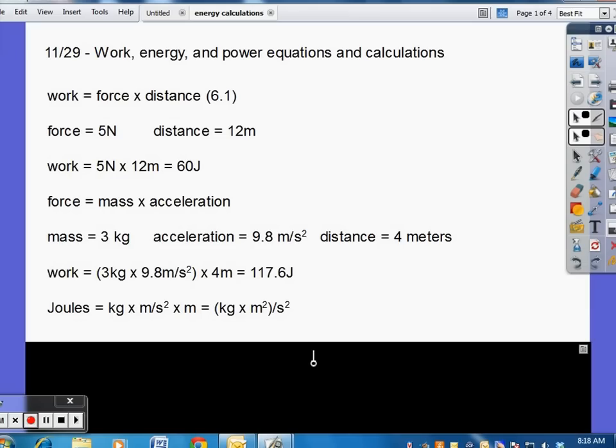So breaking down the unit of joules, as you can see, a joule is kilograms, which comes from the mass, times meters per second squared, which comes from the acceleration. Mass and acceleration is your force, times meters, which is your distance. So if we multiply this all together, we get kilogram times meters squared over seconds squared. And that's what a joule breaks down into with your kilograms, meters, and seconds.